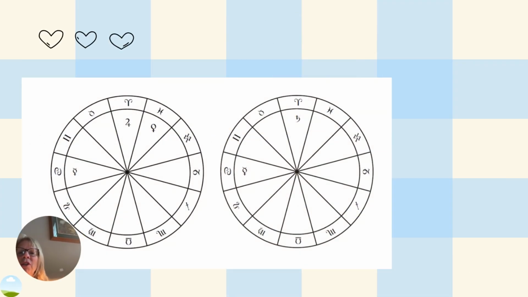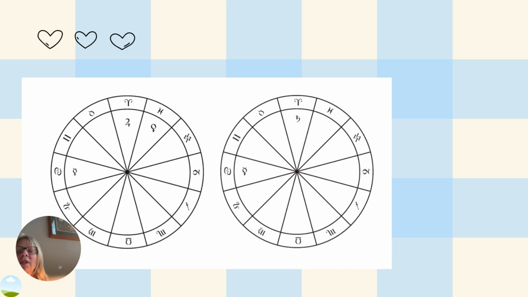Okay, we have 2 charts here. On the left, we have a square aspect between Jupiter in Aries and Mercury in Cancer. And on the right, we have a square aspect between Saturn in Aries and Mercury in Cancer. Let's go back to the left.